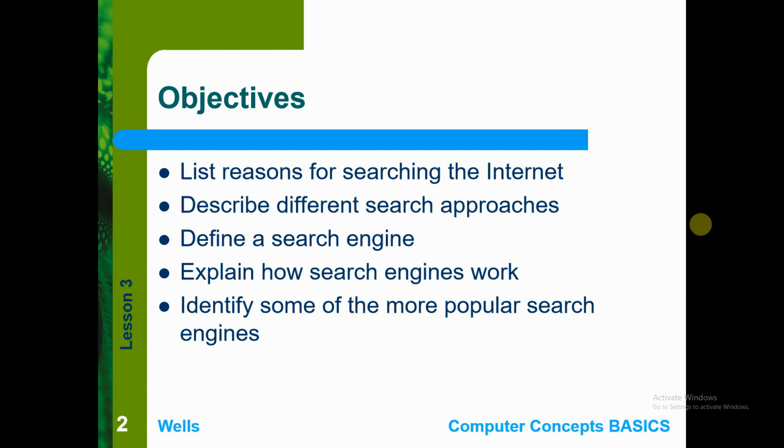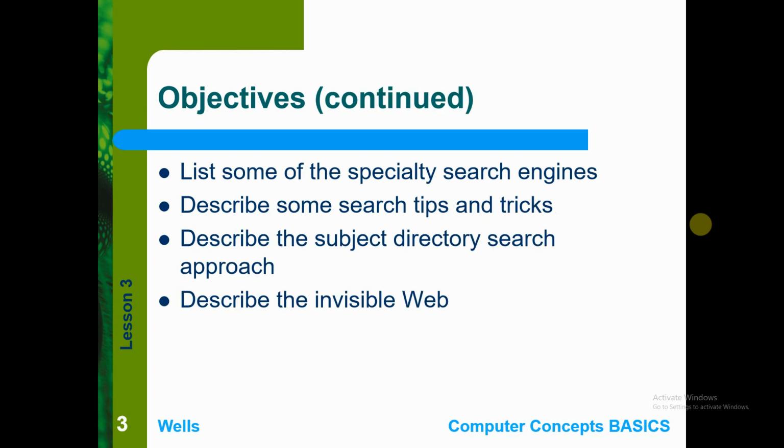We also have to describe the search engine approaches, the different searching techniques. So we also have the definition of a search engine, explain how it works, then the popular search engines natin wherein they are categorized according to their purpose. We also have the specialty search engines, tips and tricks. We also have the directory search approach and also describe the invisible web.